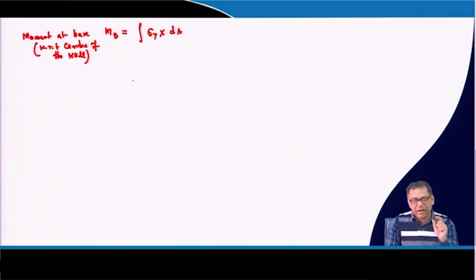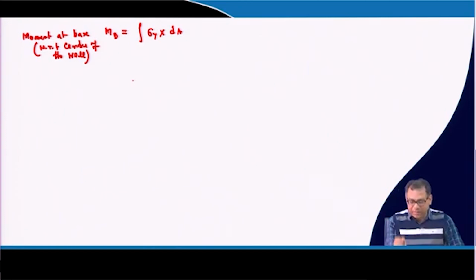The soil reaction for that small segment is sigma y, and the area of that small segment is dA. Sigma y is the vertical soil reaction for that small segment. So the total force for that small segment is sigma y into dA, and the lever arm is x.